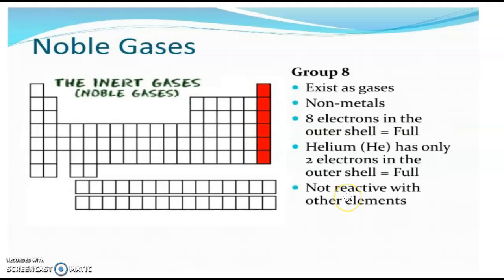Okay. Next one is the noble gases. They exist as gases themselves, and they are non-metals in nature. They have 8 electrons in the outer shell, that is a completely filled electronic configuration. Helium has only 2 electrons, that is an exception, but it is also a completion of electronic configuration, like 1s2. So next, they are non-reactive with other elements, hence they are also called inert gases.